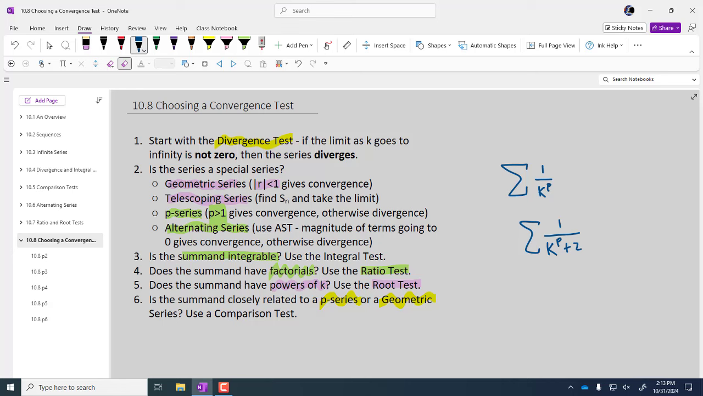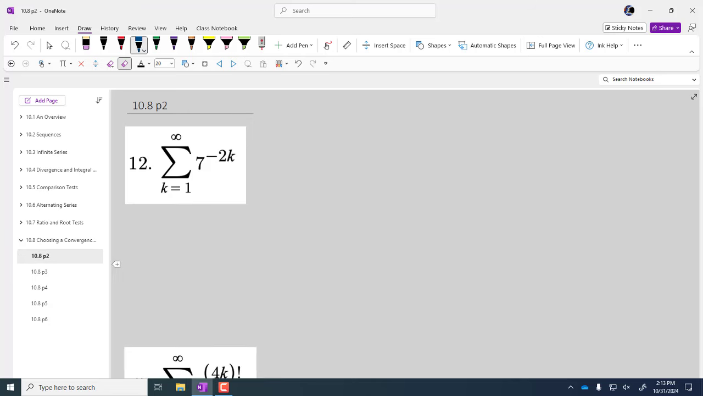And so if you see something that looks p-series-ish or a geometric series-ish, then generally using the comparison test is a good way to go. And when you use the comparison test, we try direct first, and if direct doesn't fly, then we go to limit. So that's kind of the process. So let's go ahead and just stare at a couple of these things.